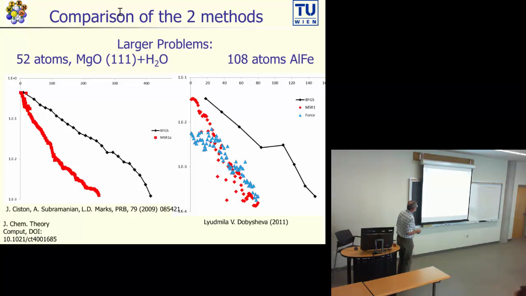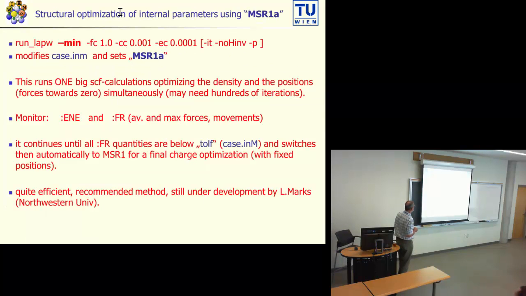And if you compare, for instance, for some larger problems, the old scheme and the new scheme, you see that you can reduce the number of cycles by a factor of 2 to 3 and reach very well converged results, or zero forces basically.